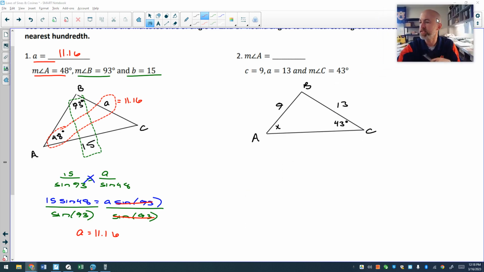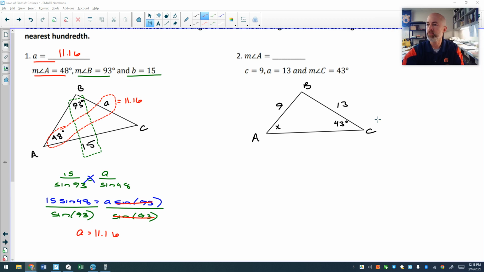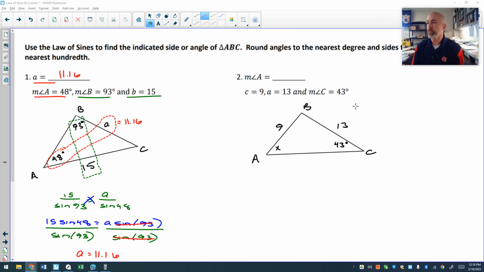So let's go on to this next one. And I've already drawn this triangle for you. We are looking for angle A, and here's our setup. So again, I'm locking into angles and their opposite sides. So we have 43 is opposite 9. We have X is opposite 13. And so we can set that up as 9 over the sine of 43. Really, it's 43 degrees. I probably should be more technical with that. And then is equal to 13 over the sine of X.